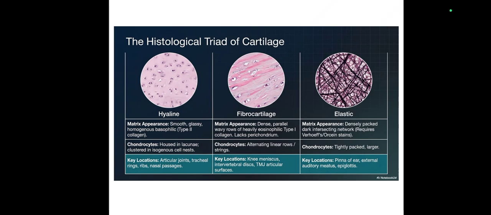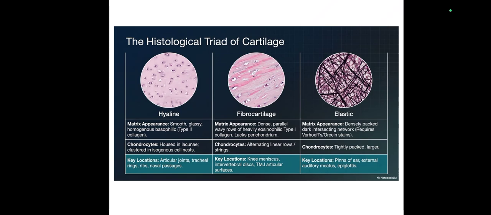The hyaline cartilage has a smooth, glassy, homogeneous basophilic matrix containing type 2 collagen. The chondrocytes are housed in lacunae and are classic for being clustered together in isogenous cell nests, often looking like little pairs or group of eyes. You'll find this lining articular joints, tracheal rings, ribs, and nasal passages.